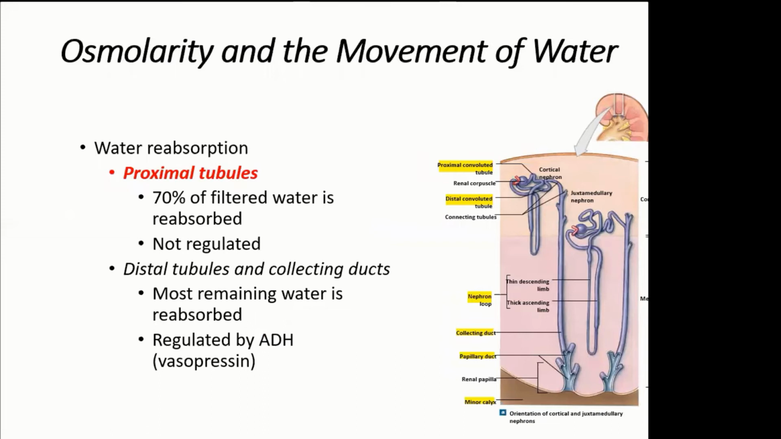Okay. So in chapter 18, we talked a little bit about water reabsorption in the proximal tubules. We remember that the proximal tubules are really our mass reabsorber. And so 70% of the water that gets filtered out from the plasma is going to get reabsorbed in the proximal tubules. And we're not regulating that at all. It's just happening along with the movement of the ions that are getting reabsorbed as well.